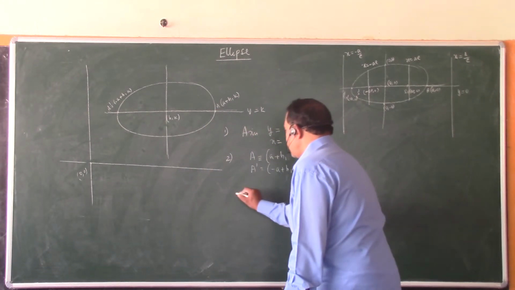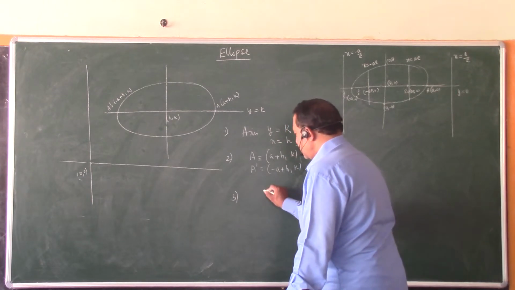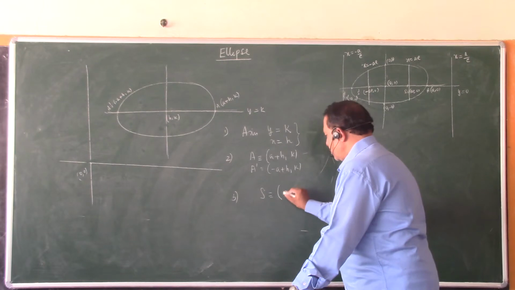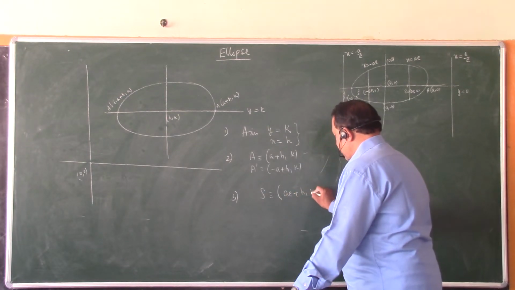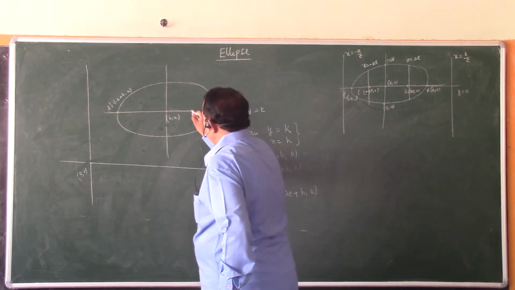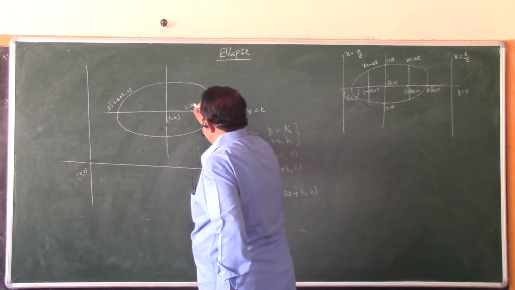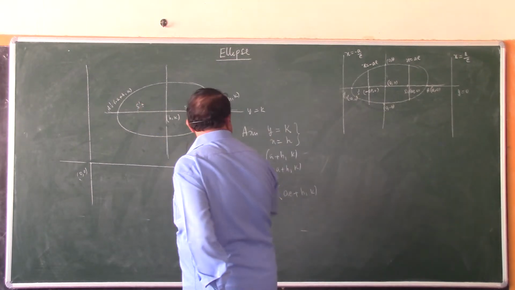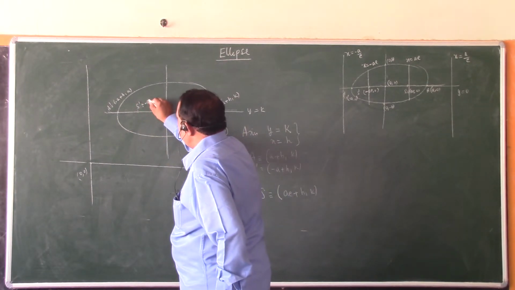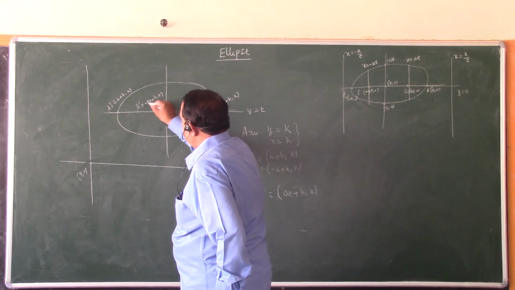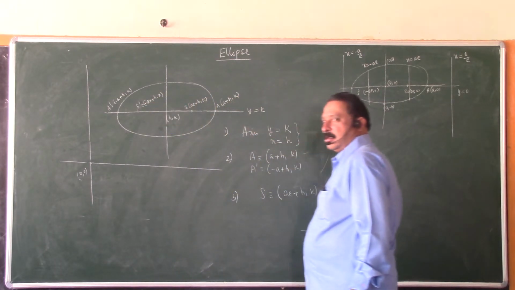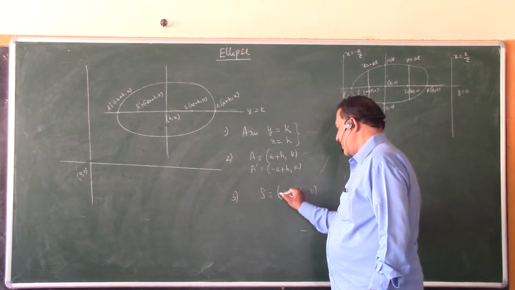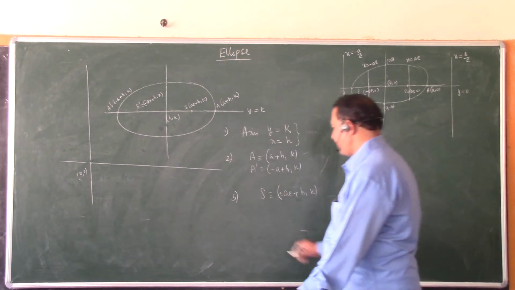Then we have the foci. The first focus is (ae, 0), so you should write it as (ae + h, k). So this is S, that is (ae + h, k), and this will be S dash. What is S dash? (-ae + h, k). So write (±ae + h, k).